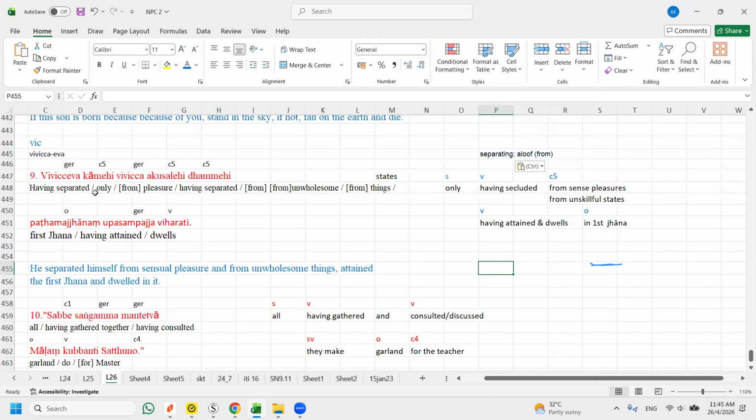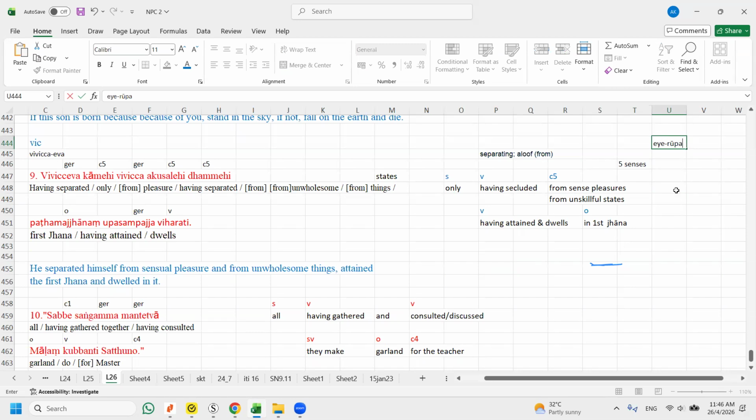Okay. This one, that means, okay. So here Eva, I put only. Then this one is having scolded. And then you see this one is an ablative from Kamma. This word is Kamma. Kamma means sense pleasure. That means sense pleasure refers to the 5 senses. What are the 5 senses? We take 1 or 2 so that you can know: the eye and the rupa.